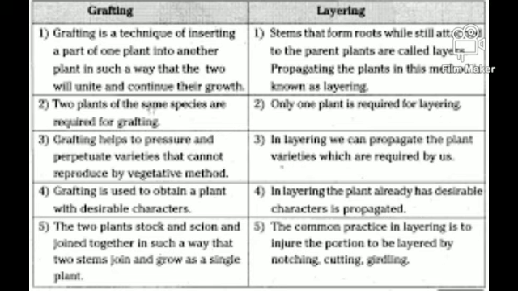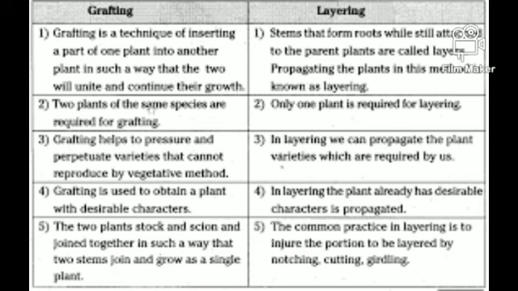Grafting. Two plants of the same species are required for grafting. Layering. Only one plant is required for layering. Grafting helps to preserve and perpetuate varieties that cannot be reproduced by vegetative method. In layering, we can propagate the plant varieties which are required by us. Grafting is used to obtain a plant with desirable characters. In layering, the plant that already has desirable characters is propagated.